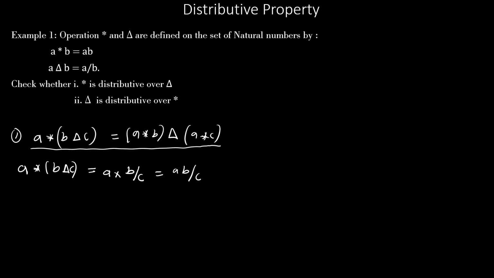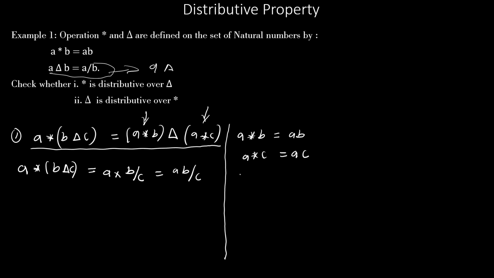Now checking for this condition, let's look for A asterisk B, and this is equal to AB. We also look for A asterisk C, which is this, and this equals AC. So looking at this triangle, the operation is defined as A triangle B equal to A over B.